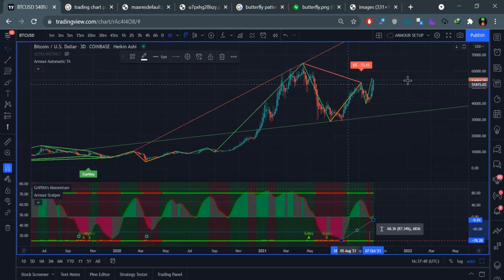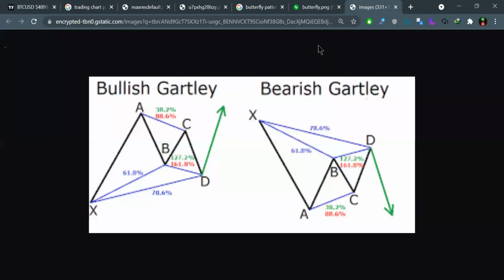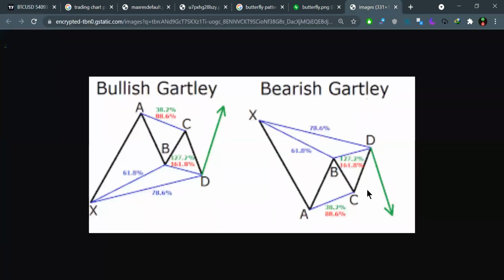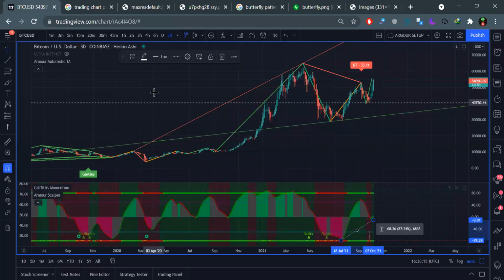And notice where we are now, which pattern we are following. Just check here. Bearish shortly. Just wait. Yeah, maybe it could be the bearish Gartley. So here, but at least it will move up. It will move up. It's moving up.